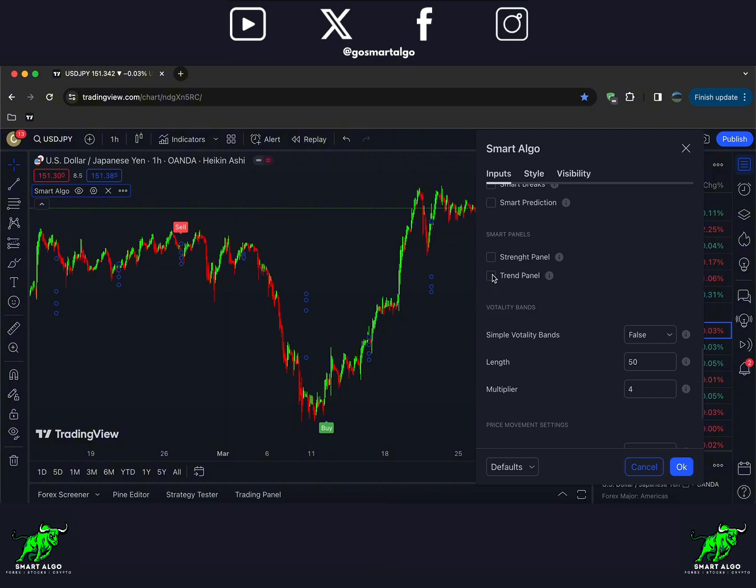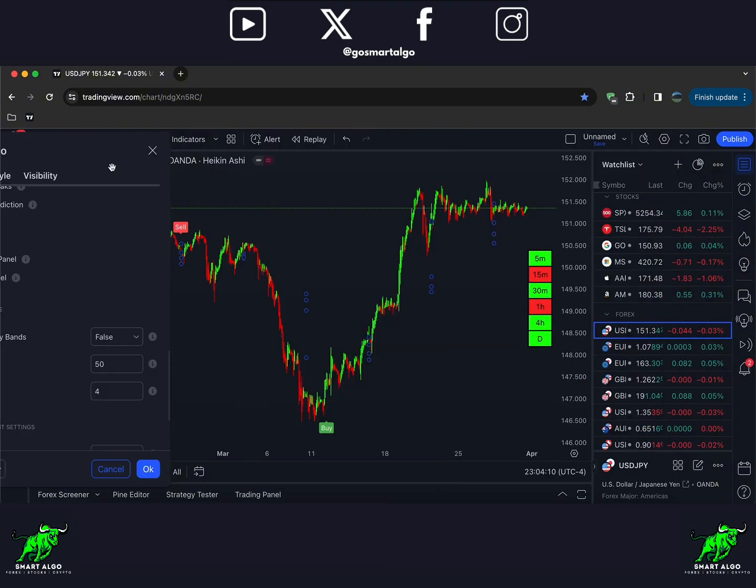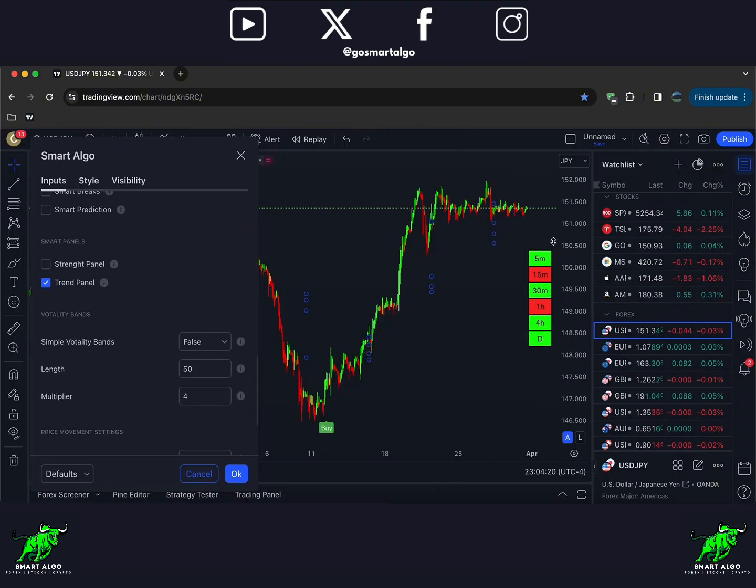So guys, the next feature that Smart Algo provides is the trend panel. So if we go ahead and activate the trend panel, I'll move this menu right over here. As you can see, we get this little panel right over here. So the trend panel is basically just a quick look at whether the market is moving up or down in different time frames. So if you see a green panel in a specific time frame, that means that things are looking bullish. But if it's red, then that means things are looking bearish.